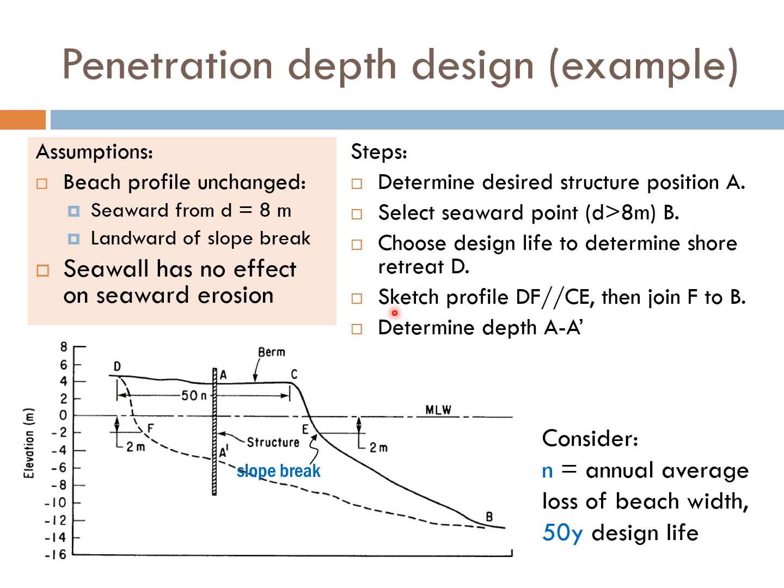So the next thing that we're going to do is to sketch the profile DF, which is assumed to be parallel to CE. DF is parallel to CE based on the assumption that landward of the slope break, the beach profile is unchanged. And once we have done that, then we join the point F to the point B, whereby B represents a point which is unchanged as well. So we get a new beach profile over here.